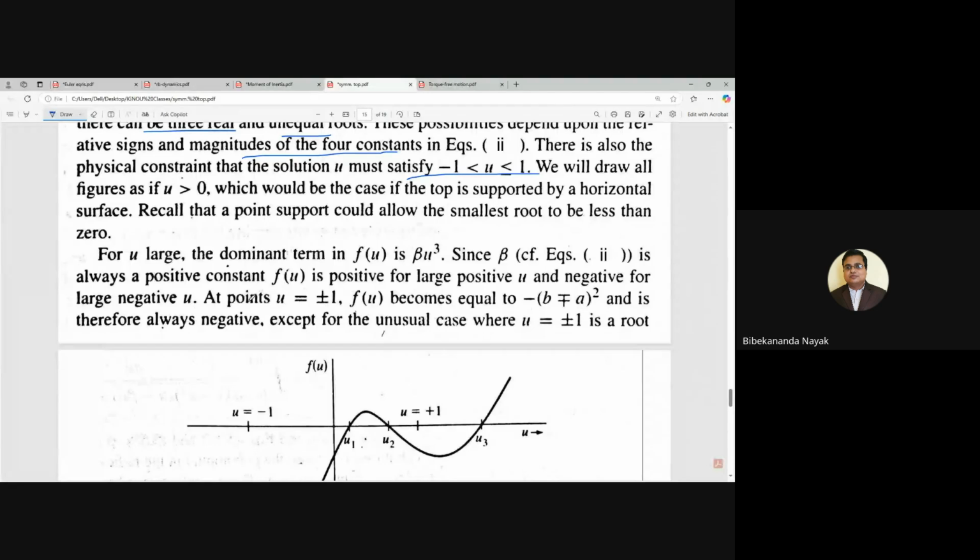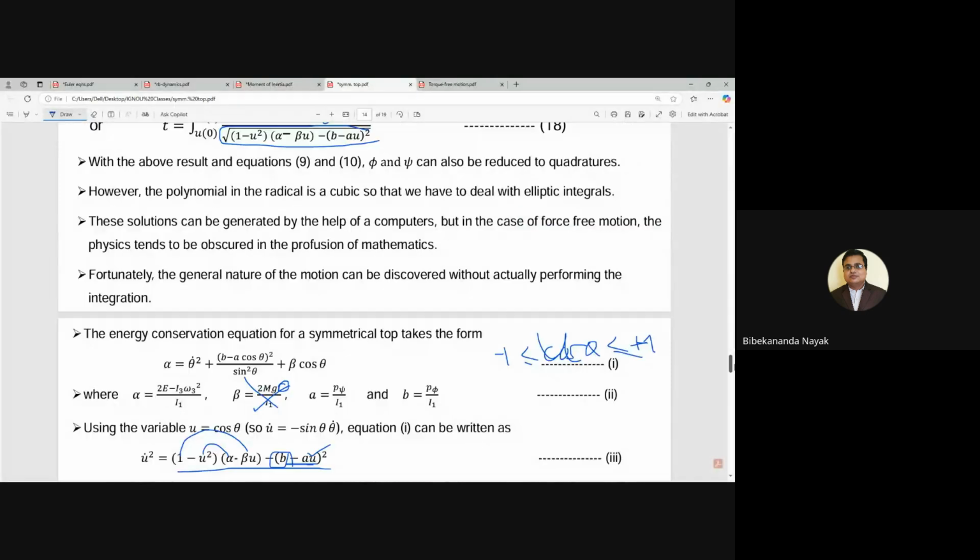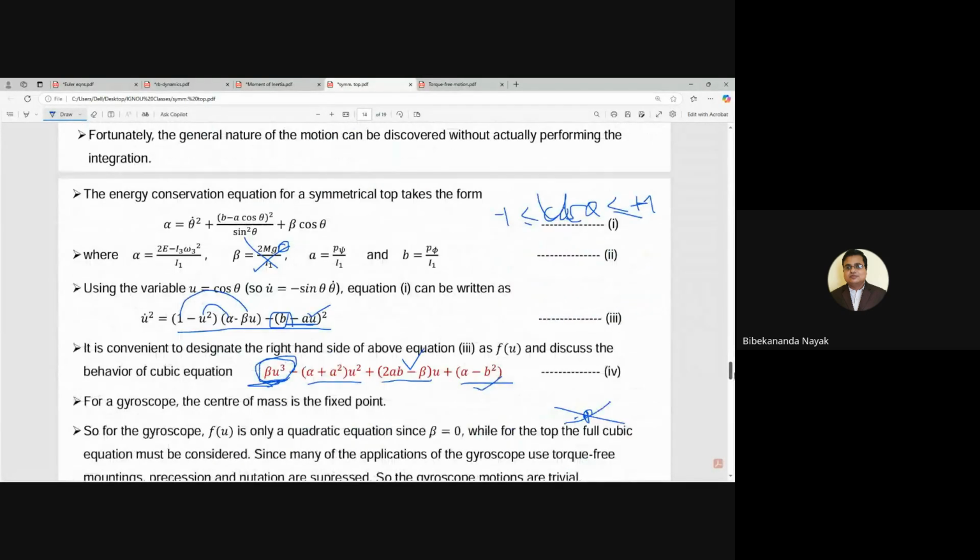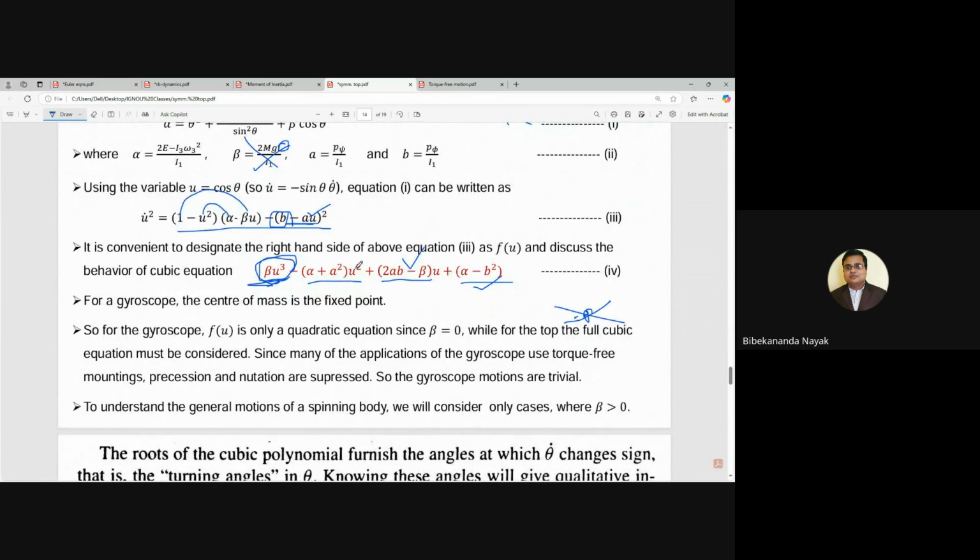At the points u equal to plus or minus 1, if you take u equal to plus 1, u squared is 1 and here also 1. So we have beta minus alpha plus a squared plus 2ab minus beta plus a minus b squared. Beta cancels, alpha cancels, so it is basically minus (a minus b) whole squared. If you put minus 1, the same thing happens.